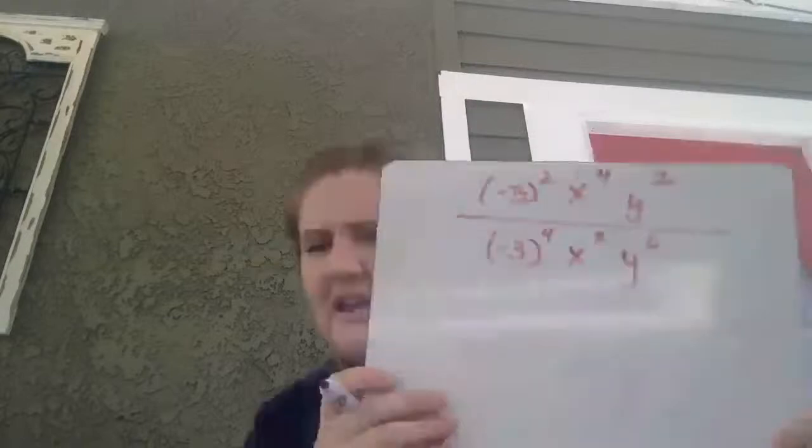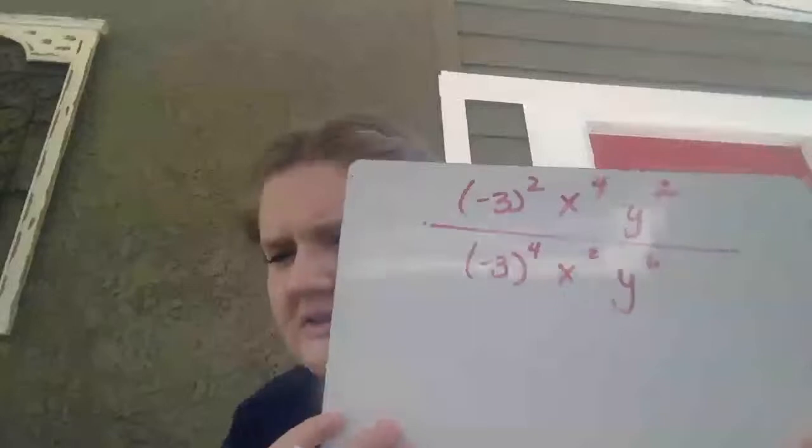-3 squared x to the 4th z to the, my z's always look like 2's, y to the 2nd all over -3 to the 4th x squared y to the 6th. Can you explain the quotient rule? I'm doing the quizzes and I'm really confused.